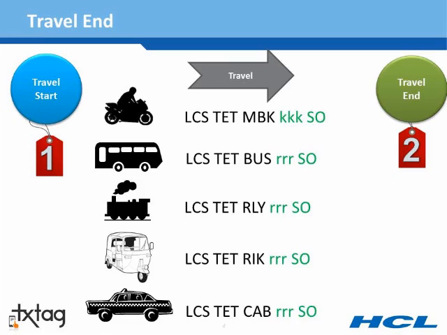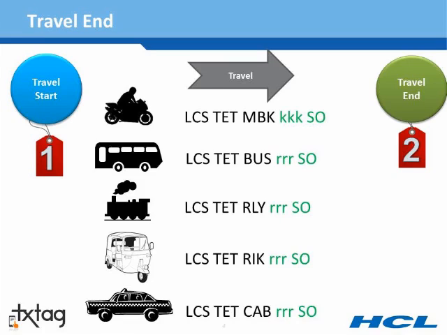If you have traveled by motorbike, you will type in MBK. If you have traveled by bus, you will type in BUS. If you have traveled by train or railways, you will type in RLY. If you have traveled by an auto rickshaw, you will type in RIK. If you have traveled by a taxi, you will type in CAB. So these are the different updates.